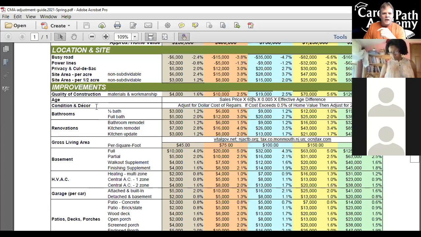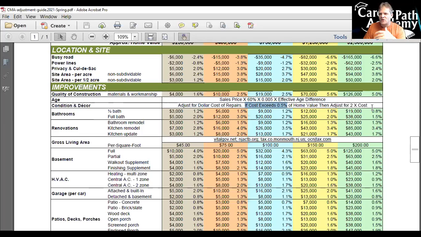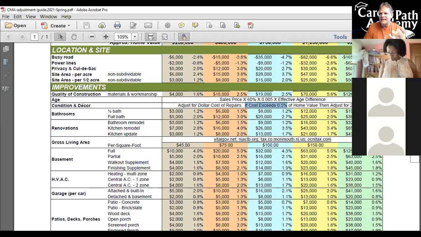Okay. And what about condition and decor? Adjust for the dollar cost of repairs. If the cost exceeded 0.5% of the home value, then adjust for two times the costs. You know, they give you formulas for calculating all this stuff. It's not just an easy, straight, oh, here's the number that you use. Okay. For square footage.